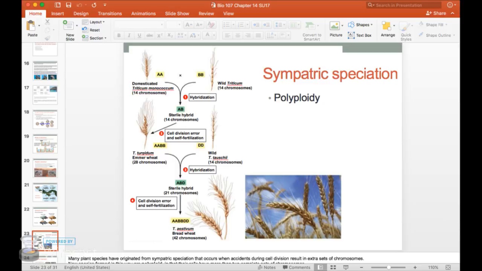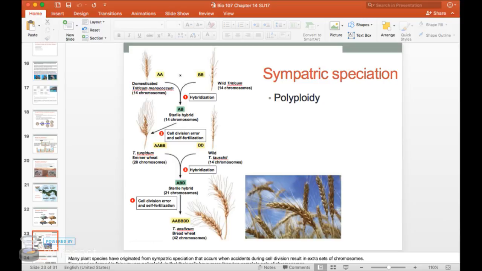This sterile hybrid is sterile because it only has one copy of the important information. This one has 2 copies of the A chromosome, and this one has 2 copies of B. This one only has 1 copy of A and 1 copy of B, so it can't undergo meiosis, right? You can't divide 1 into 2 evenly. So it's going to be sterile, unless by some fluke cell division error, it self-fertilizes, it doubles, it effectively gives itself a second set of chromosomes.